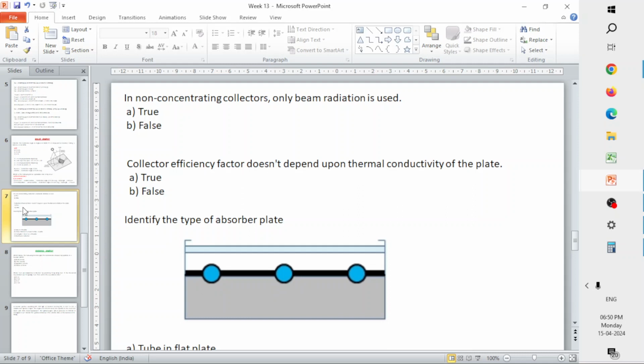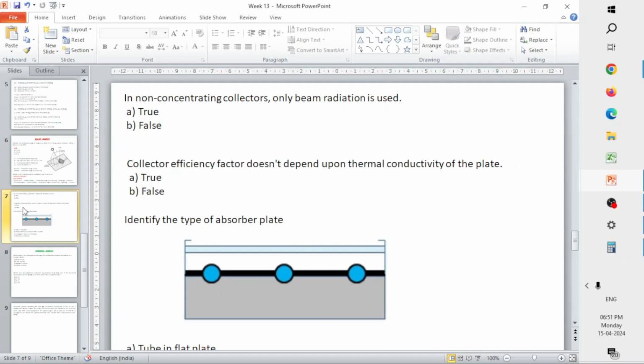So what do you think? Can you explain the reason why it is false? In the case of the non-concentrating collector, you do not have a concentrator system present. So when you don't have a concentrator, all the radiation will fall onto your collector. That includes both the beam radiation as well as the diffuse radiation.